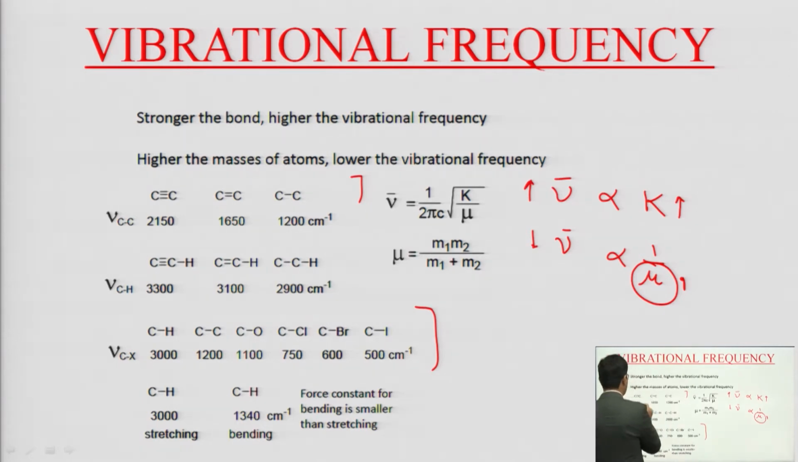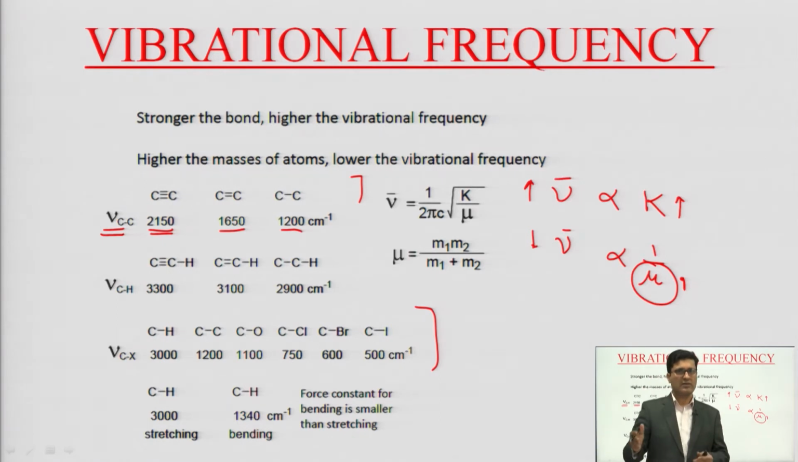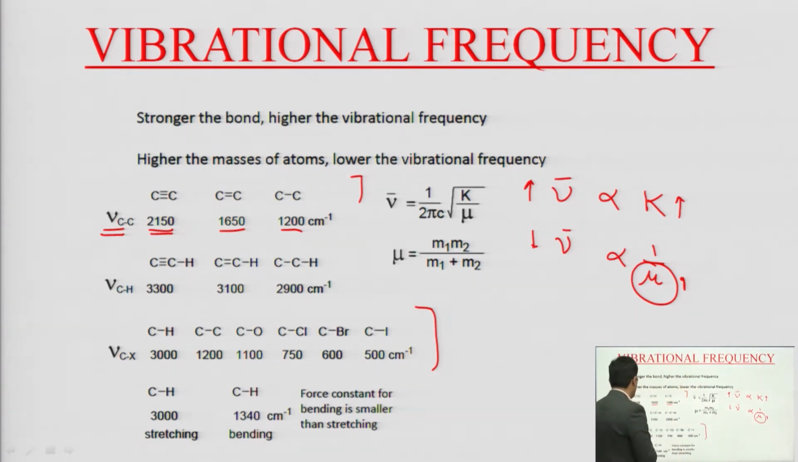These are the carbon-carbon frequencies. You can clearly see that a triple bond absorbs at 2150 centimeter inverse, a double bond absorbs at 1650, and a single bond absorbs at 1200 centimeter inverse. As the force constant value decreases from the triple bond to the single bond, the vibrational frequency also decreases.